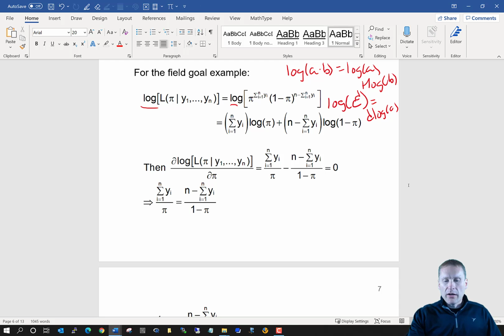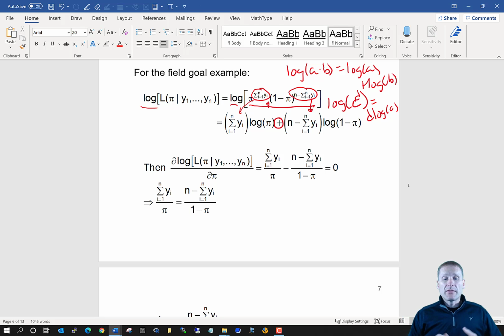So log of, here's my likelihood function. Now notice how this part's up in a power. That's why I brought it out. This part's up in a power. That's why I brought it out. And notice how I'm taking the product of these two quantities there, pi raised to a power times 1 minus pi raised to the power. So that's why I can separate this all out by a plus sign.